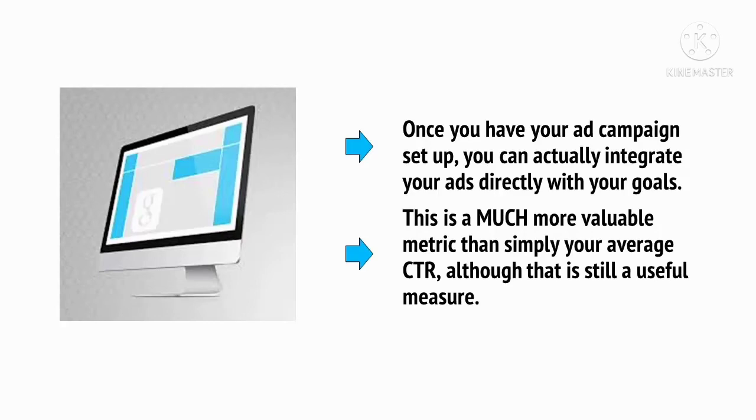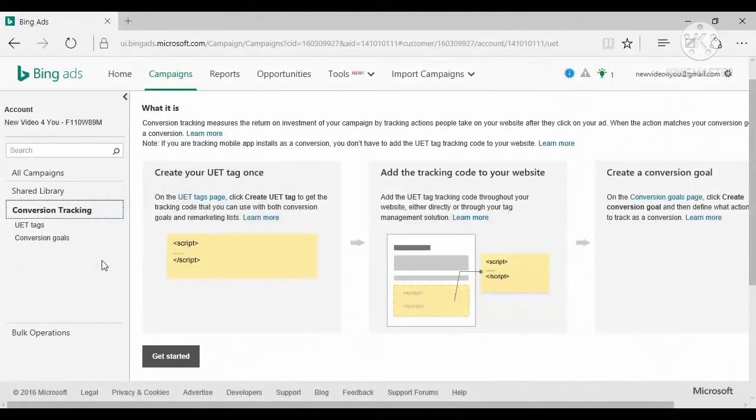This is a much more valuable metric than simply your average CTR, your click through rates, although that is still a useful measure. To set up goals, go to your campaigns and then click Shared Library and then Conversion Tracking. You'll need to get a UET tag. Now, this is a small piece of code that you'll put on your website to link it to your Bing ads. Just click here, Get Started, on the page here where you create your UET tag and follow the on-screen instructions. It's all fairly straightforward.